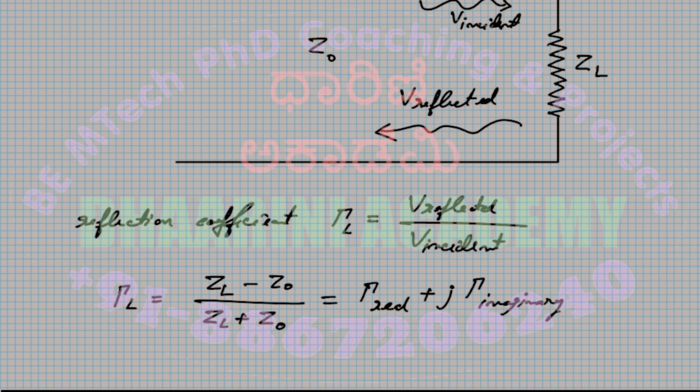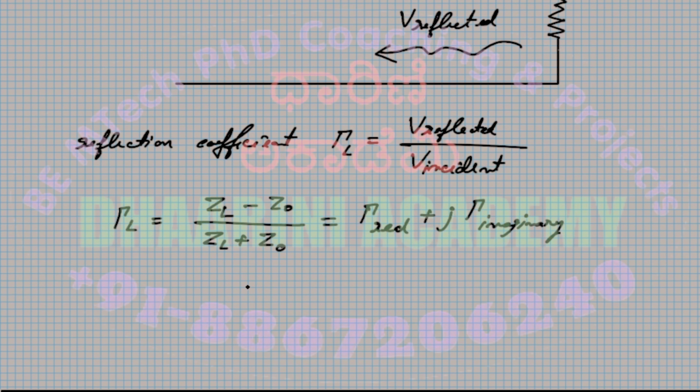So in short, let's write it in the following notation. The gamma L can be written as gamma R for the real part plus j times gamma I, that is the imaginary part. Right? So as the impedances are complex, the reflection coefficient will also be complex. That's the concept I apply here.